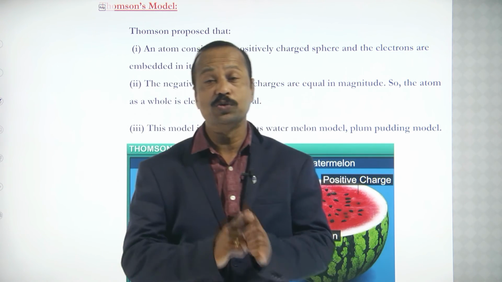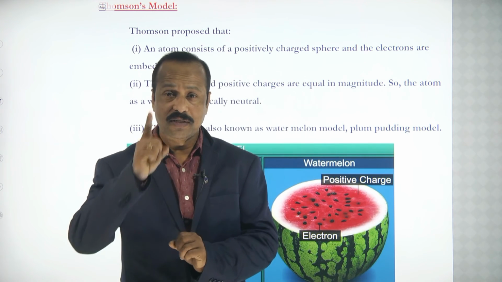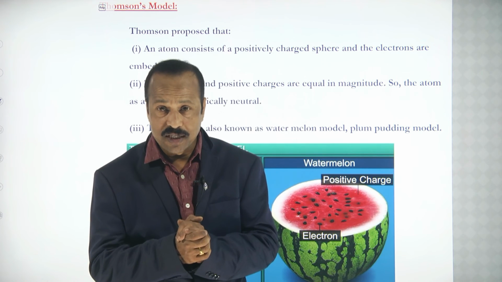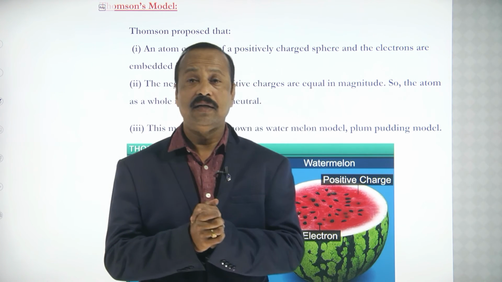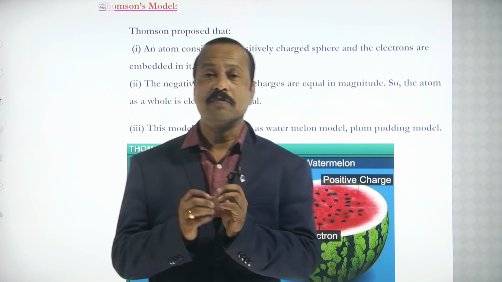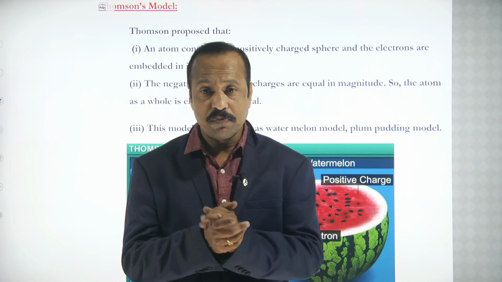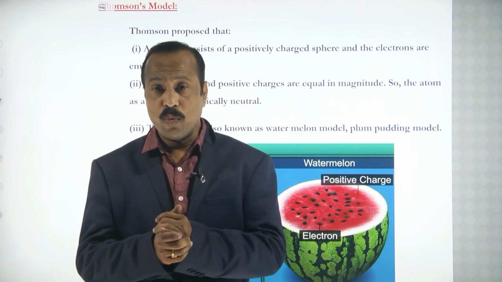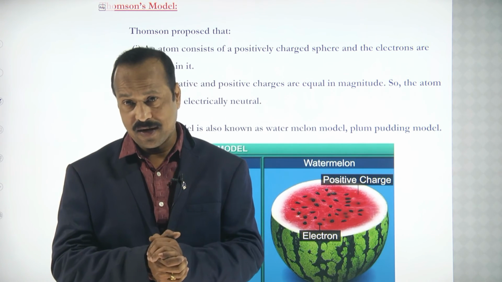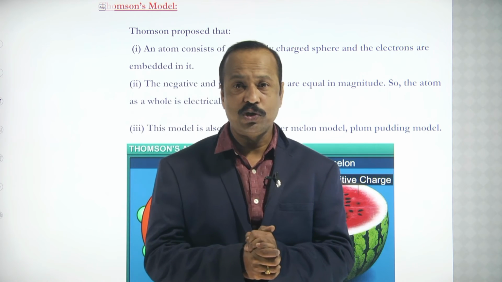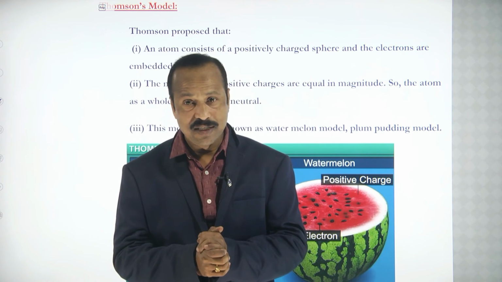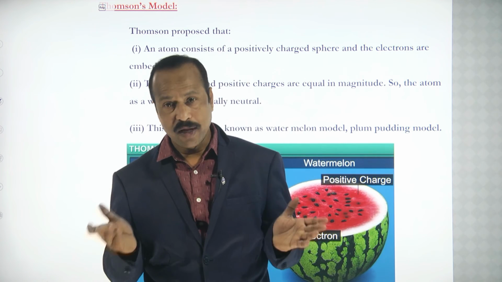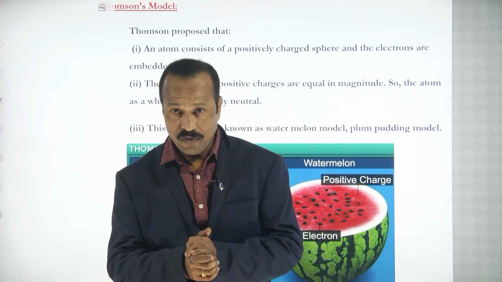J.J. Thomson's experiment is very, very important because J.J. Thomson was the first person to say that atoms are divisible, and he proved this using the discharge tube experiment. Through it, he proved that an atom consists of negatively charged particles called electrons. But if you ask where these electrons lie in an atom, to explain that he proposed an atomic model, known as Thomson's atomic model, or plum pudding model, or watermelon model of the atom.